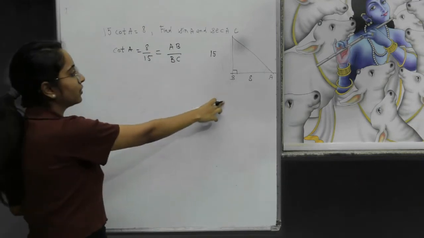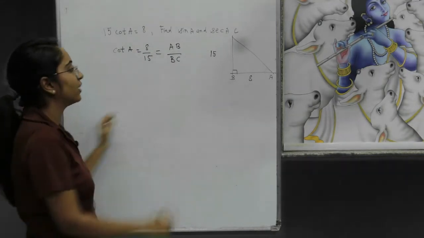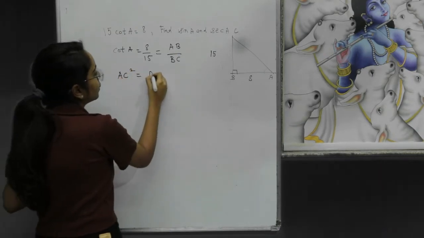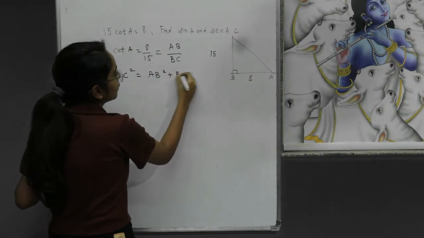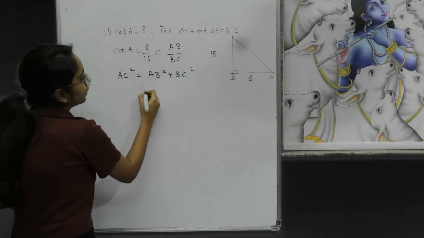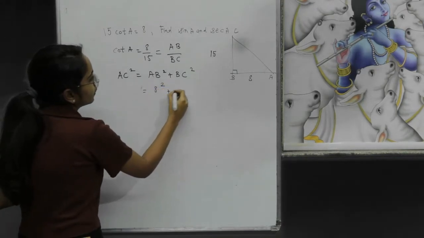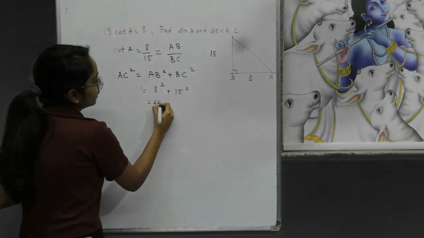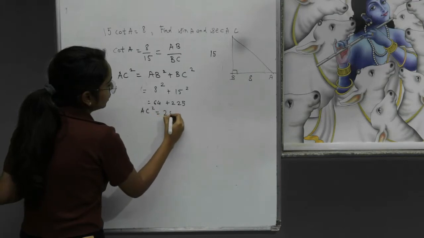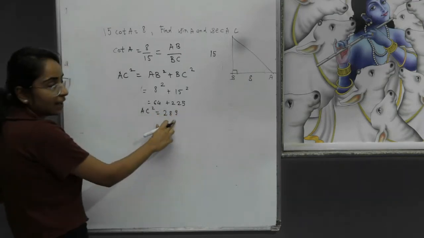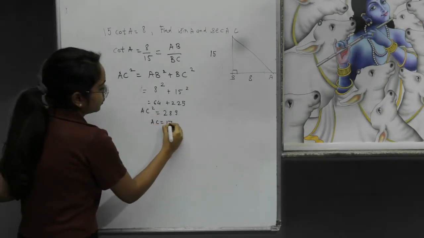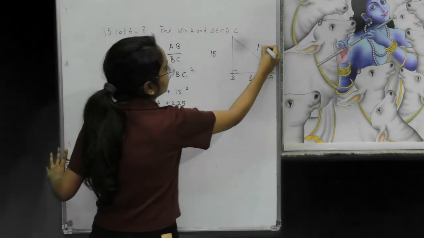So here we will apply the Pythagoras theorem. Since it is a right angle triangle, by applying the Pythagoras theorem, AC square is equivalent to AB square plus BC square. We have the values of AB and BC, so we'll put the values in the equation: 8 square plus 15 square, thus we get 64 plus 225, which comes to be 289. Since 289 is the square of 17, we get AC is equivalent to 17. Thus we know the third side, which is 17.